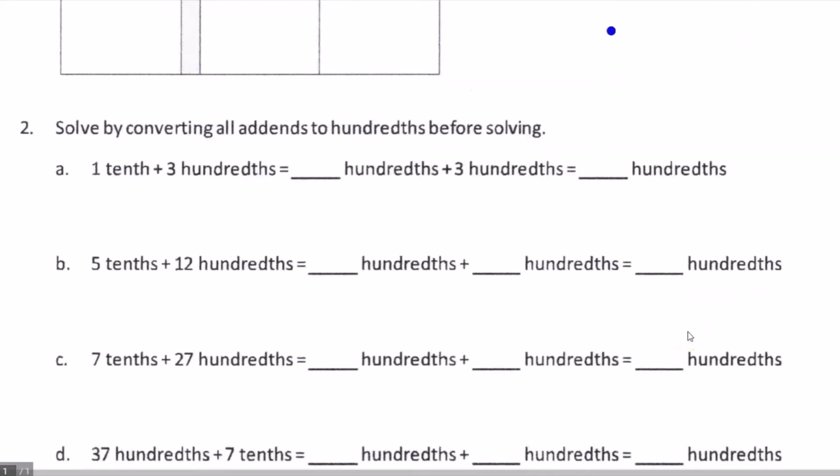Alright, let's look at number 2. Now, this might look complicated at first, but it's fairly simple. You just have to pay attention to the language, to the units. It says solve by converting all add-ins to hundredths before solving. So the add-ins are the things that you add. So we go from 1/10 to 3 hundredths, and we need to change that tenth into hundredths. So 1/10 turns into how many hundredths? 1/10, just add a 0 to it, is 10 hundredths. 10 hundredths plus 3 hundredths is 13 hundredths. See how easy that is?